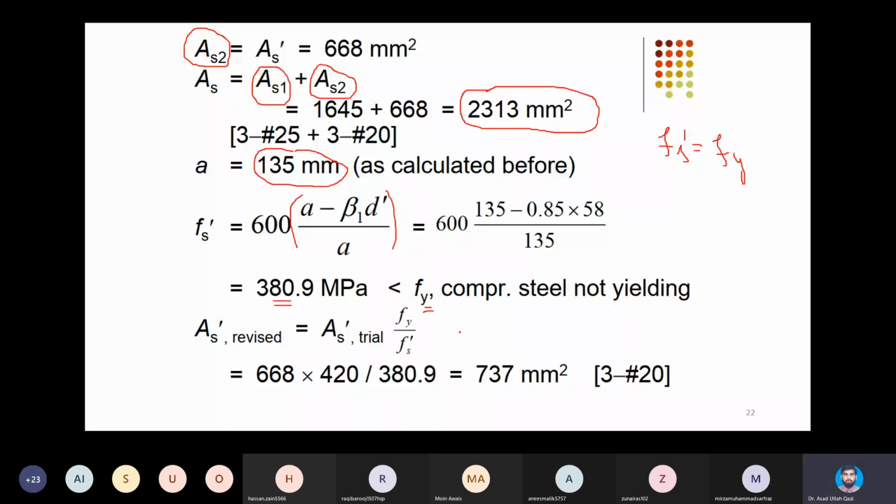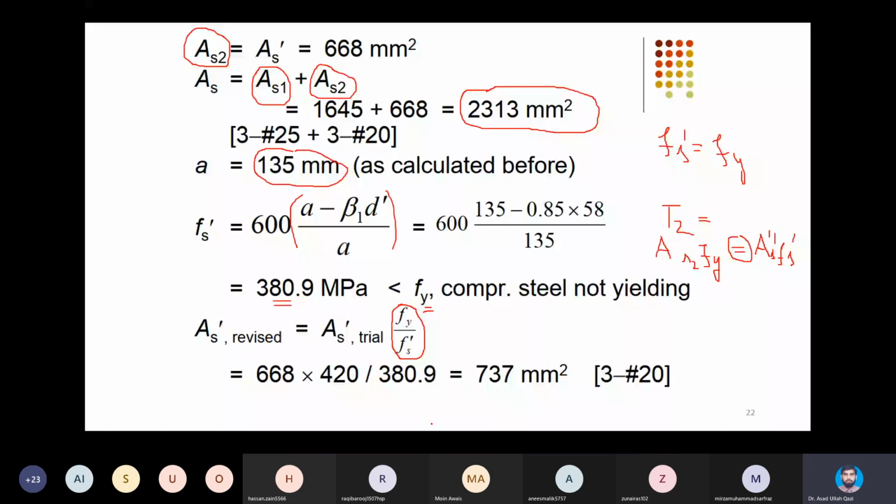So what I can do is, I can't make it yield, but I can get the same amount of force that I require. On the tension side, whatever AS2 was added will yield, but on the compression side this AS prime that was calculated is not yielding. How can I make them equal? I can make them equal by increasing the area of steel. In this way the force will become equal. How much will I increase? Intelligently, I will multiply that area of steel with this ratio. This ratio will help me enhance the area so that it finally gives me a force equal to T2.